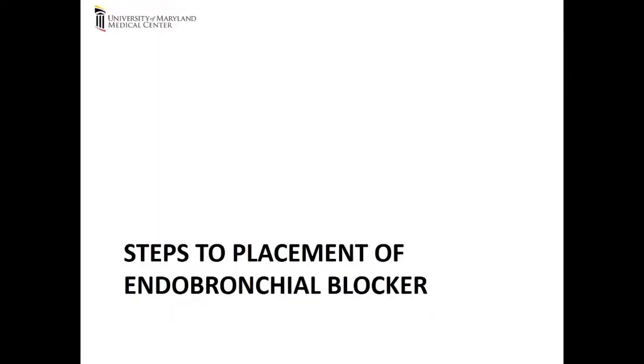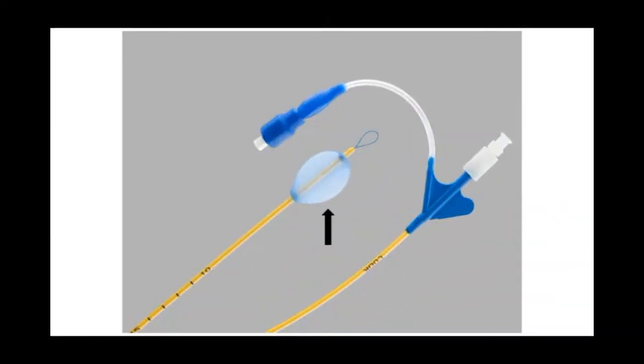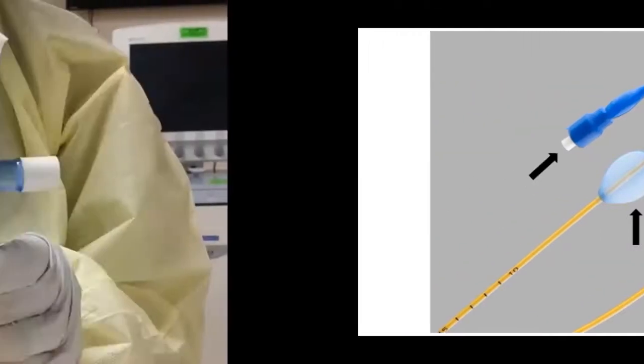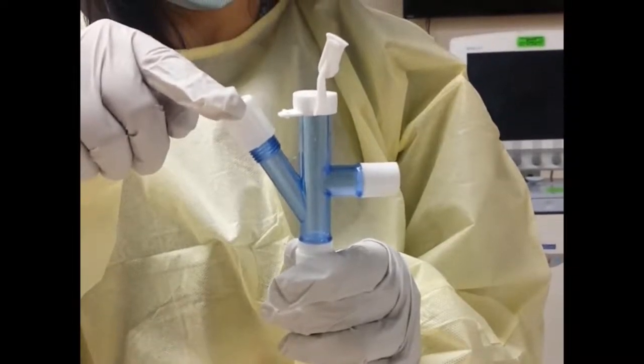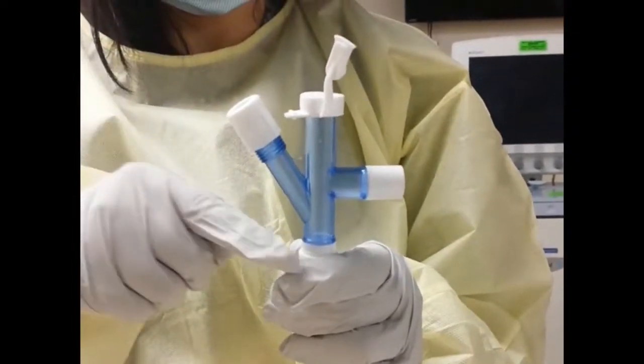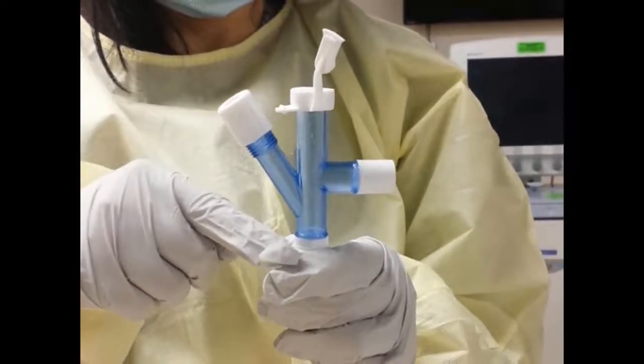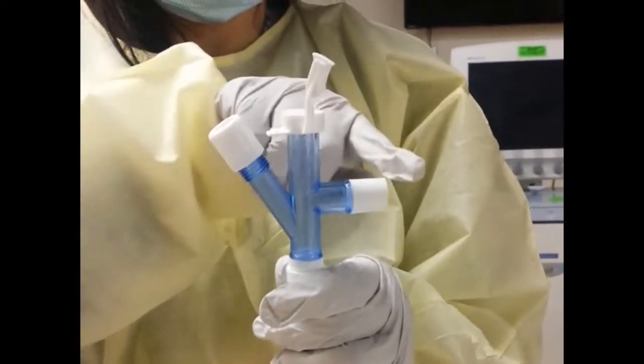At this point, we will review the steps to placement of the Cook endobronchial blocker for a patient who has an endotracheal tube in place. The endobronchial blocker consists of a balloon, aspiration port, snare, and snare loop proximal end. The adapter consists of a port through which the bronchoscope will be placed, a port for the endobronchial blocker, attachment for the endotracheal tube, and the attachment to the ventilator.